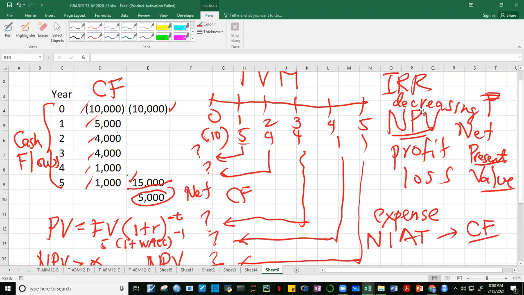Okay, then may nabanggit sa inyo na decreasing, no? Decreasing profits. When in fact, it should be decreasing cash flows. Okay, may tanong ulit ako sa inyo, guys. No? Let's compare this one, 5 and 1. Okay. What would you want to receive? 1 million now or 1 million in 5 years?